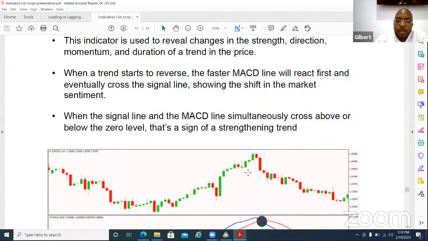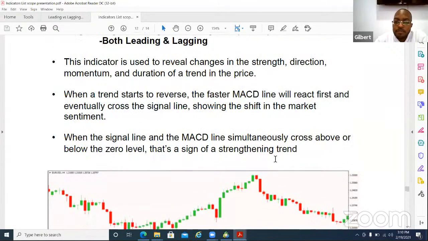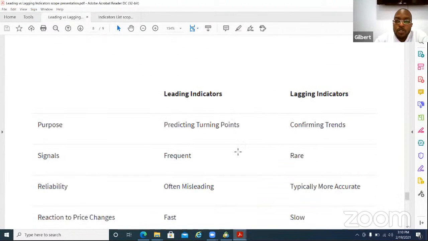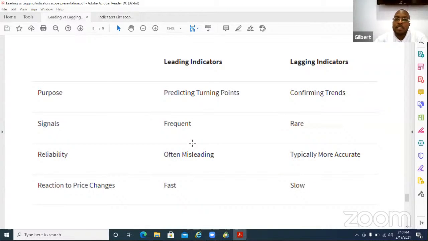All right, so due to time, I may not be able to complete the entire list. Forgive me for that, but I'd like us to go back to this slide to mention a few things about these indicators. So leading indicators, what is the purpose of leading indicators? The purpose is to predict turning points in the market. The signals are usually frequent, so you get very many signals. Because of this, the reliability is often misleading because you're getting so many signals. And the reaction to price changes is fast.